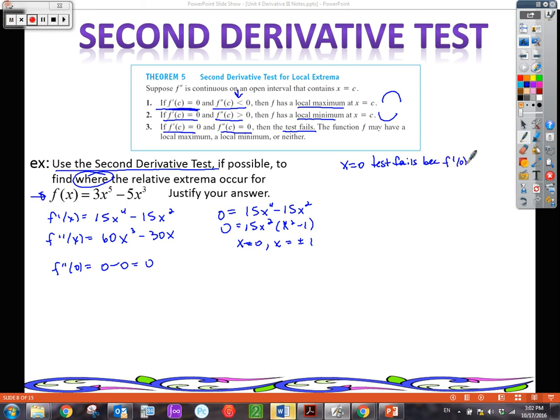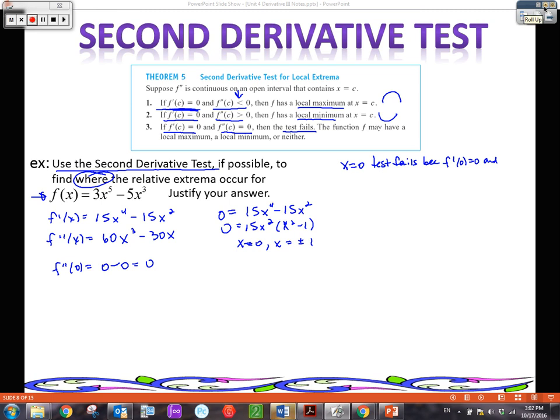because f prime of 0 equals 0 and f double prime of 0 equals 0. So that's why it fails. We're done. We can't do anything with that.